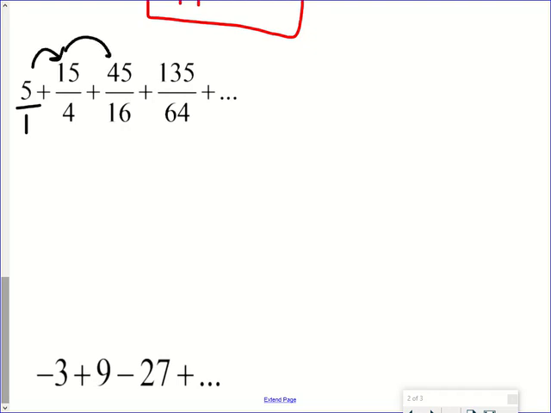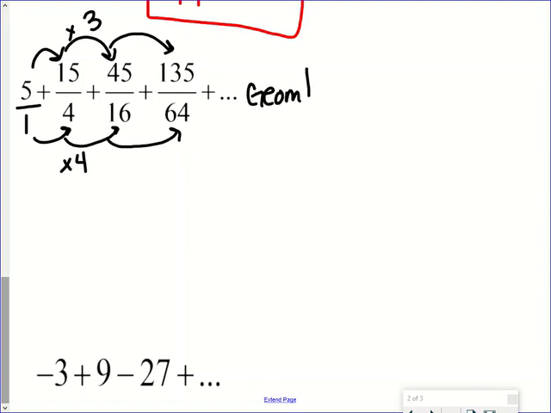Same thing, figure out what's happening from top to top and then from bottom to bottom. How do you get from 5 to 15 to 45? It's a times 3. Then on the bottom, 1 to 4, 4 to 16, all of those are a times 4. So since it's a multiplication, this is a geometric, and that means our R, or our pattern, is 3/4.